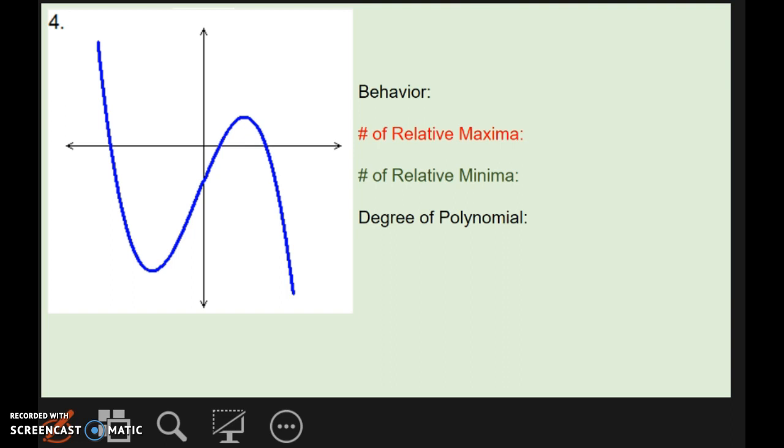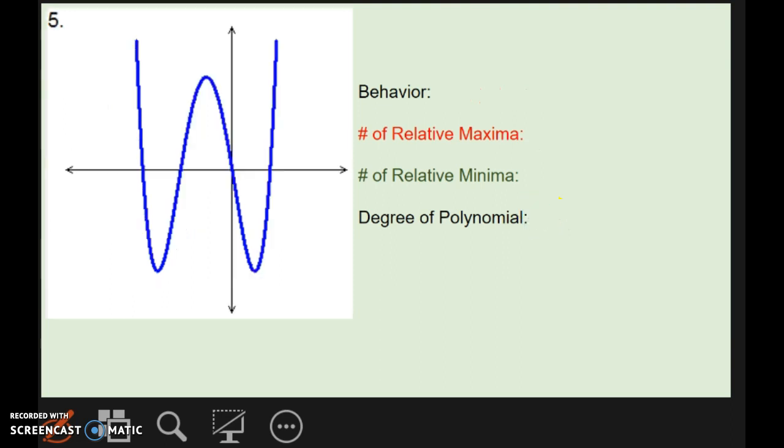This one's also cubic, but different shape. Decrease first, then increase, then decrease again. Relative max, we have 1. Relative minimum, 1. And the degree is still 3. Seeing a pattern here. And then we've got quartic graphs. These are something x to the 4th. So our behavior here, we have a decrease, an increase, a decrease, and an increase.